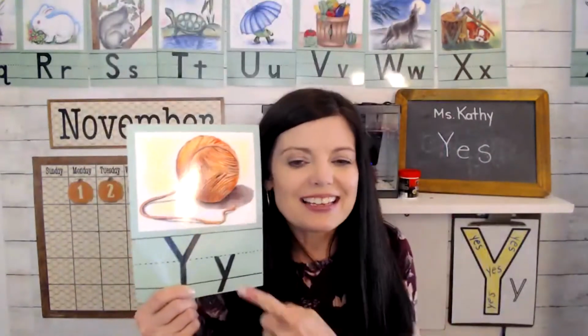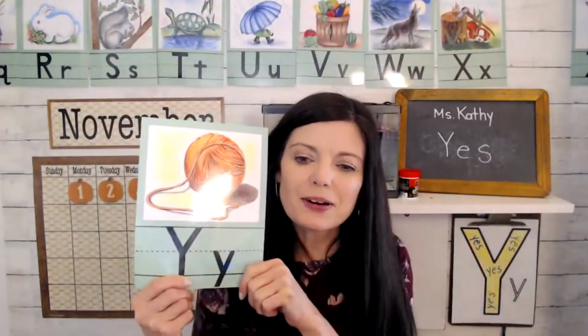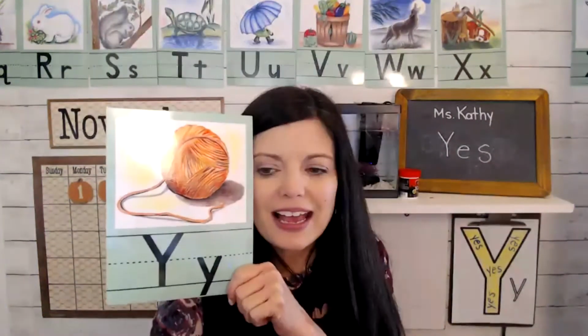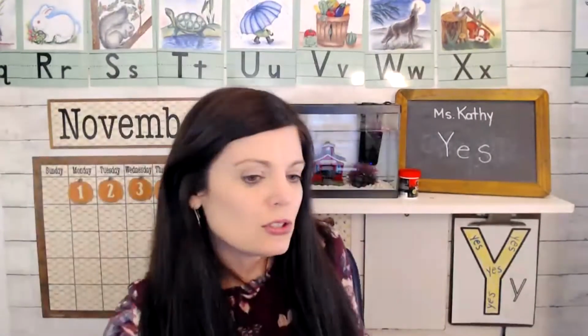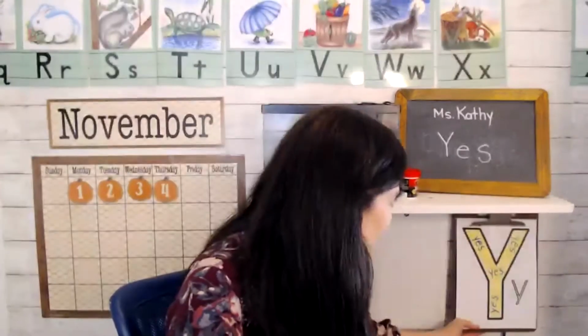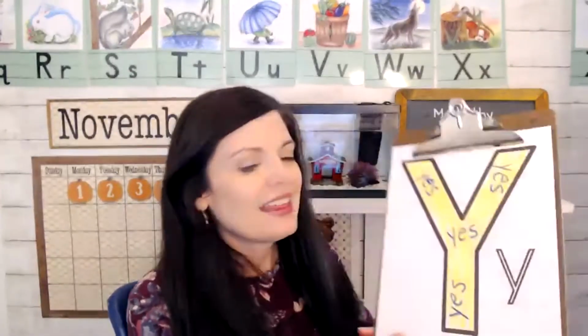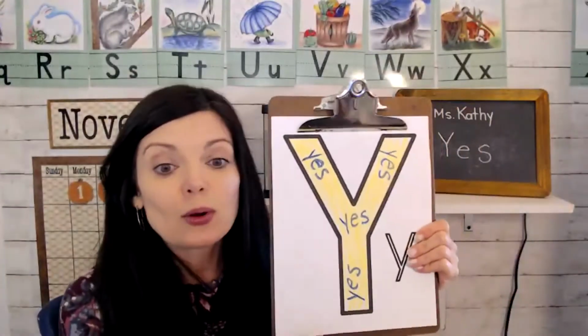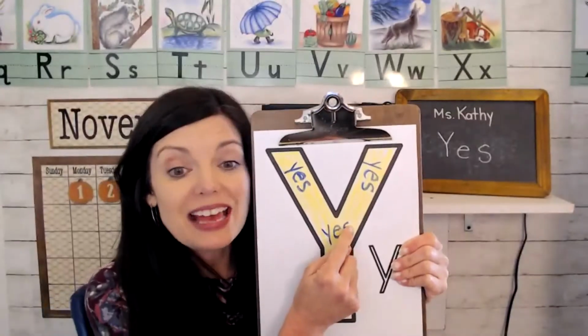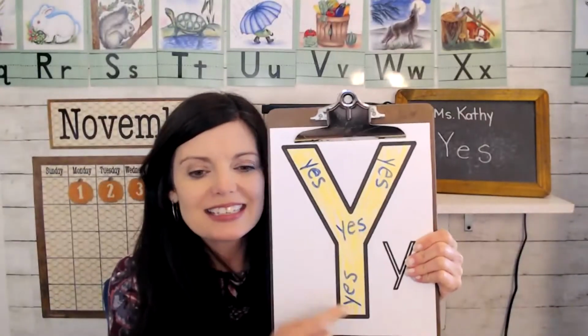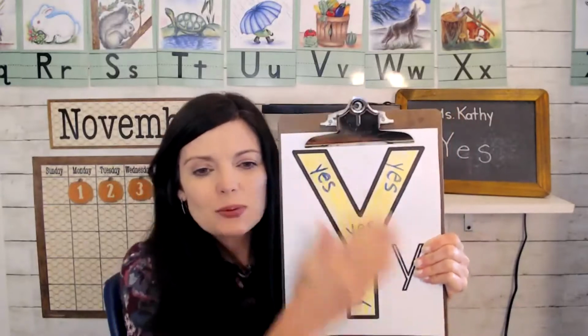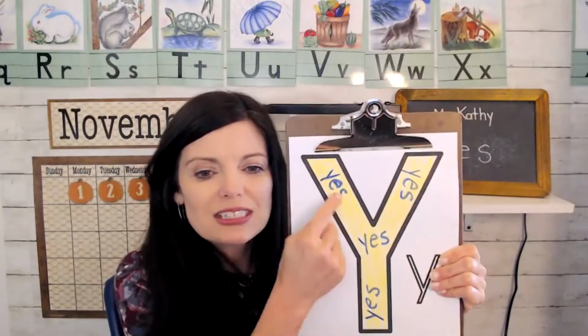Well, that is what the letter Y looks like, uppercase and lowercase y. And now you can see that I've already decorated the letter Y. I just colored it yellow. And then today, in just a moment, we're going to learn how to spell yes. So I just wrote yes, yes, yes, yes on mine. But if you just want to color it yellow, in just a minute, I'll tell you about these letters.